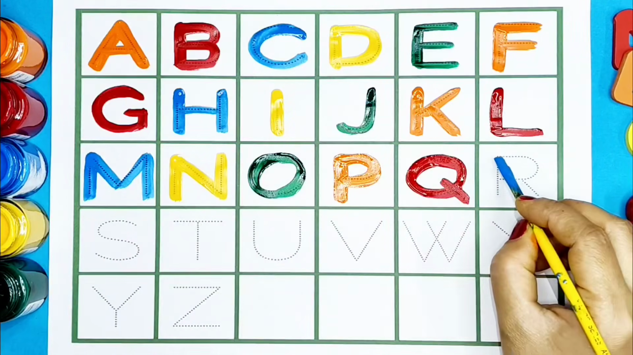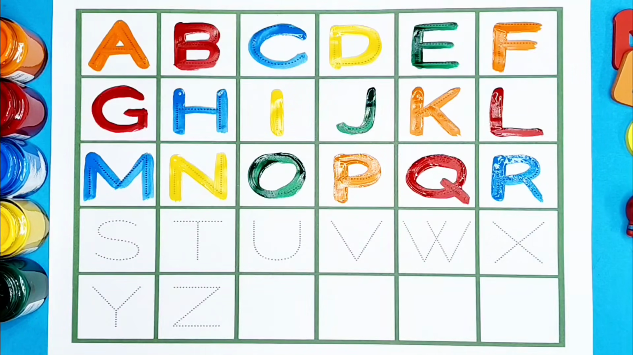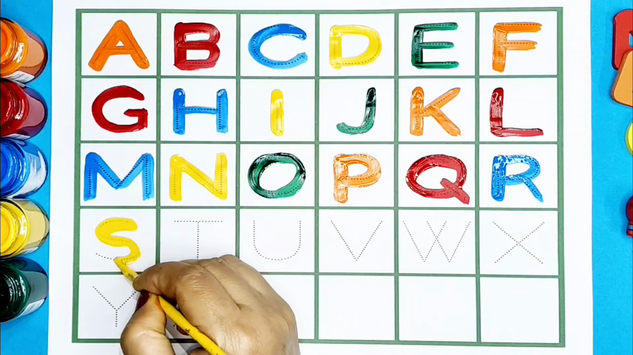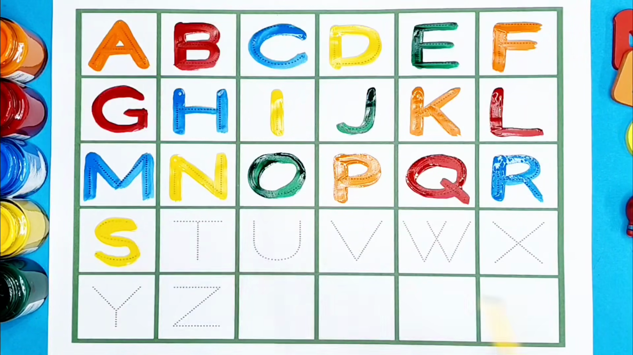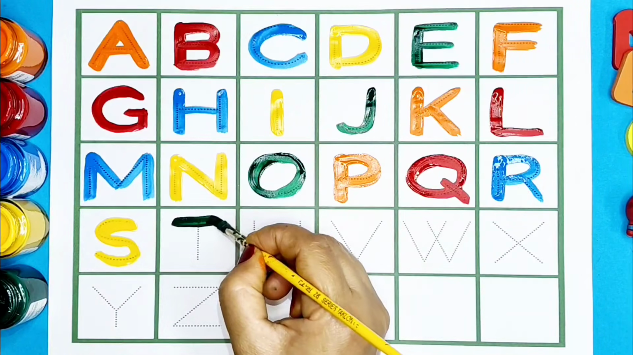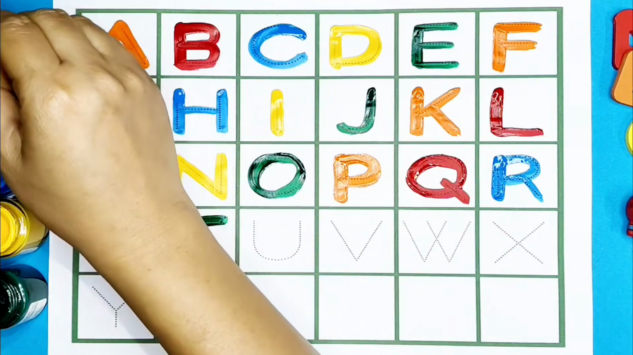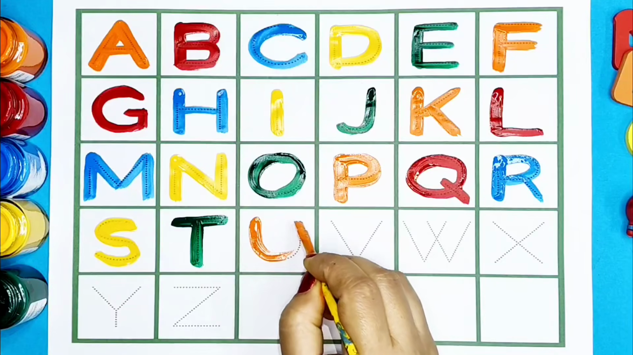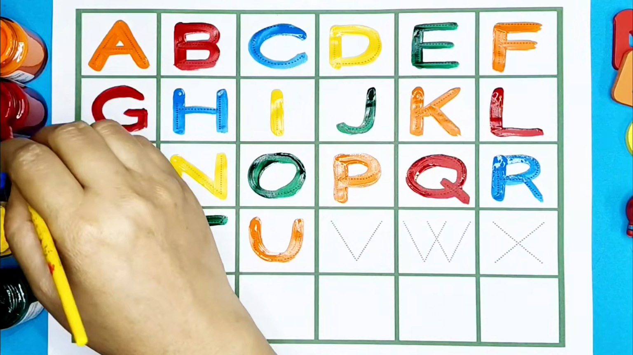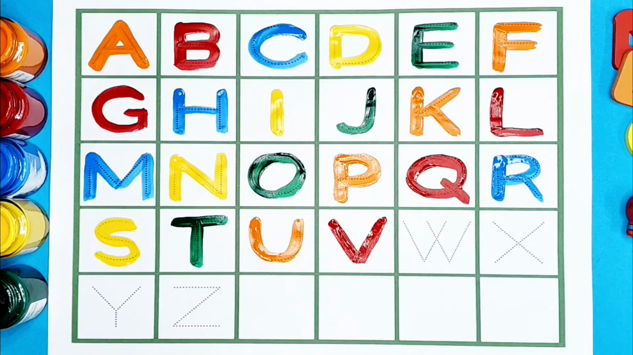Sky blue color. R for rose. Yellow color. S for sun. Dark green color. T for tiger. Orange color. U for umbrella. Red color. V for fan.